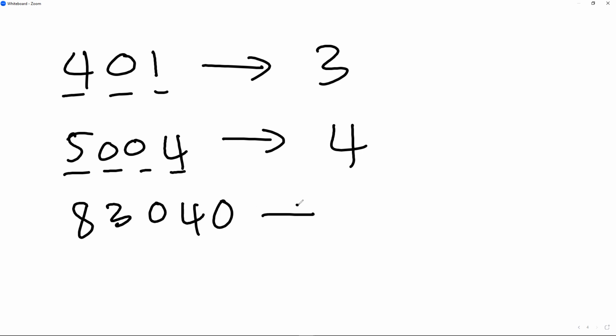What if I have 83040? Now here, we have to just be careful because significant figures here says only if the zero is between two non-zero numbers, then it's significant, which means that this is not significant. And that means that if I've got the zero on the end of the number, it's going to be 4 significant figures. Okay? All right.